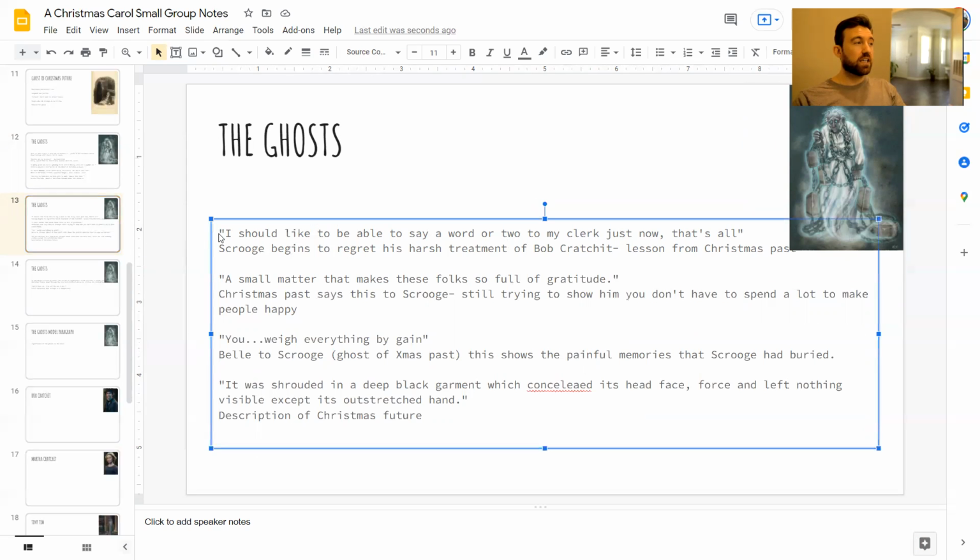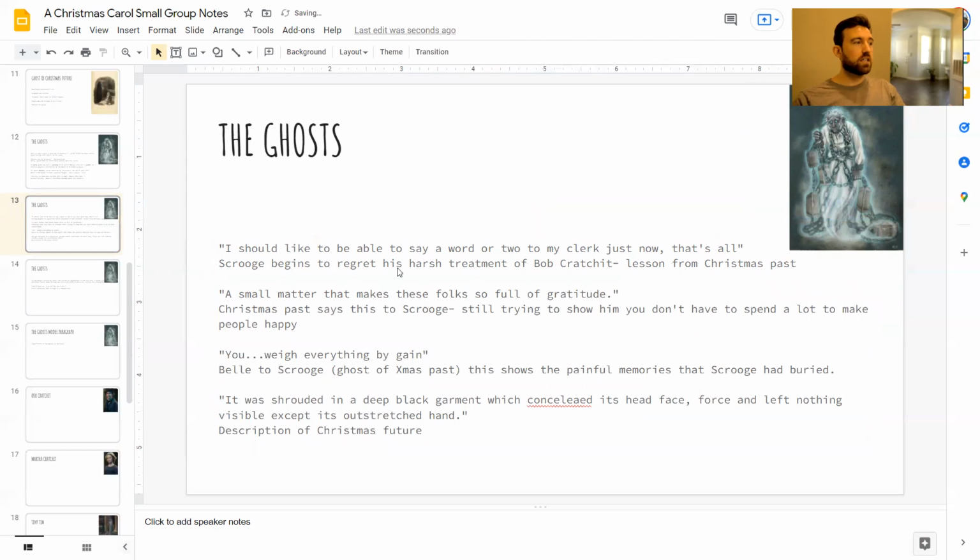He's starting to realize the error of his ways. He's starting to realize, actually, I should be nicer to Bob. So this is part of that initial transformation. And he says this after he has seen himself as an apprentice with Fezziwig. So Fezziwig, that big party, Fezziwig is a model of what a businessman or business owner should be. And I say businessman because in Victorian times, mostly it was businessmen. But he was a good boss to Scrooge. And now Scrooge starts to regret the way that he treats Bob.